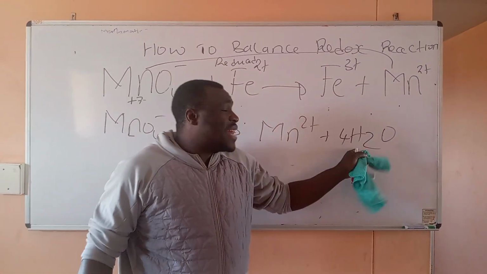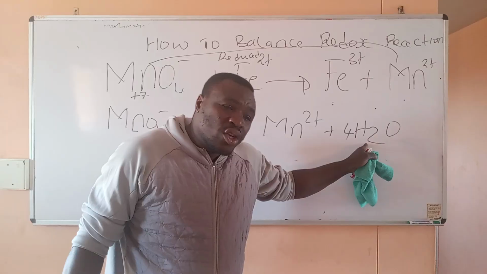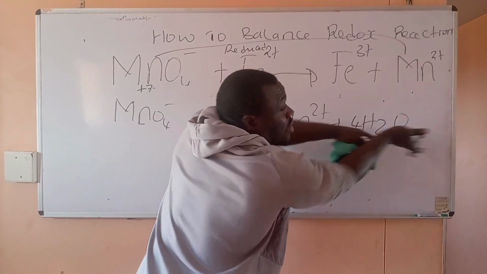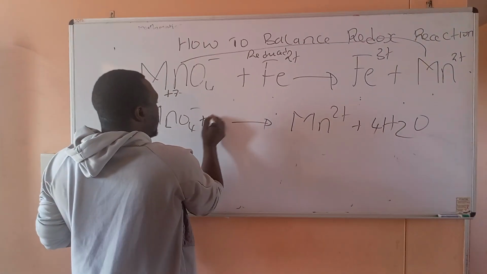Because we balanced oxygen, we added hydrogen. So we balance hydrogen using acid or proton. We can't add the proton on this side because the hydrogen is already on that side. So we add it on this side. Plus H+.